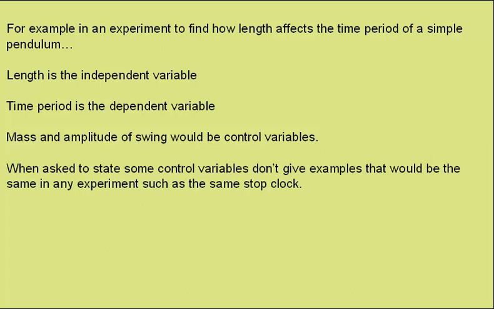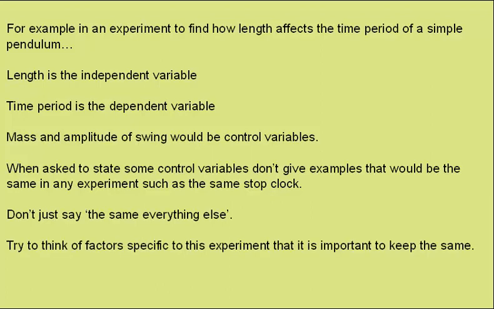When asked to state some control variables, don't give examples that would be the same in any experiment, such as use the same stop clock. Also, don't just say the same everything else. Try to think of factors specific to this experiment that it will be important to keep the same.